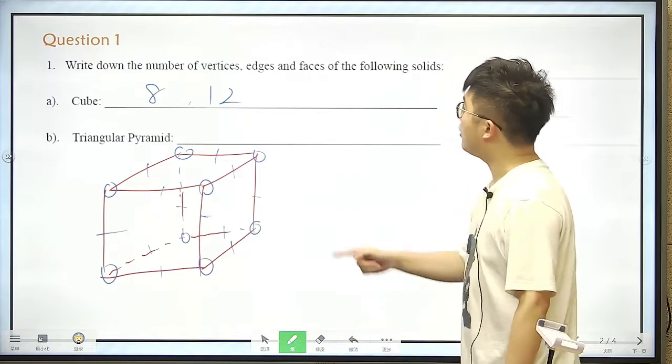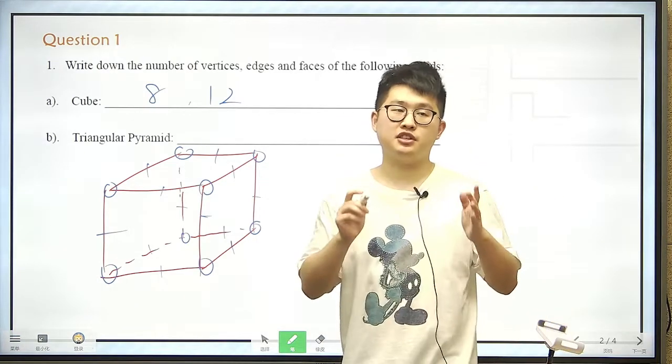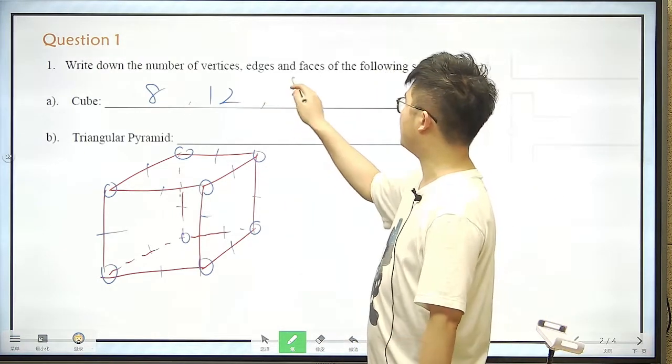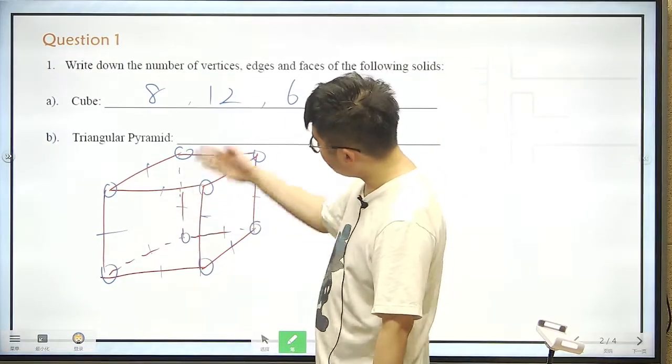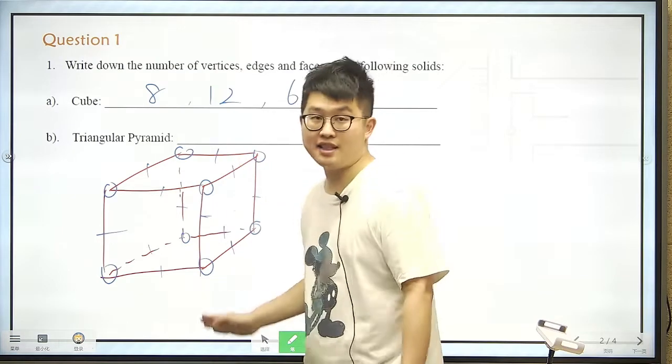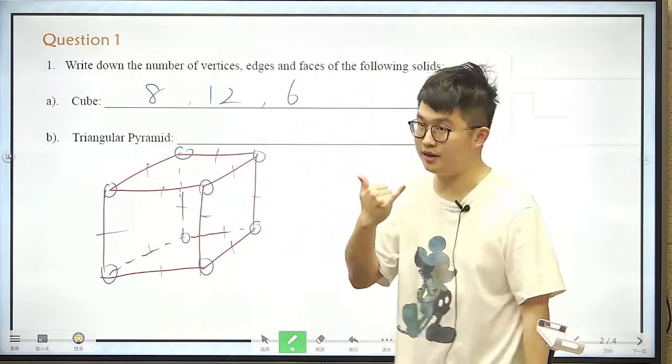So how many faces? I believe this is the simplest question. Of course, there are 6 faces: in the front, in the back, left, right, up, and down.